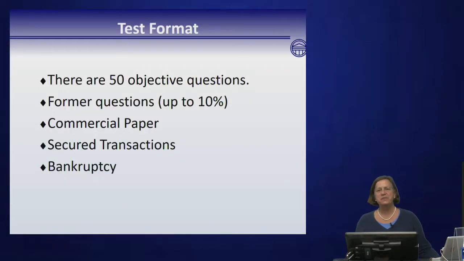So this is the review for Test 3, Commercial Law. As always, there are 50 objective questions. And remember that I ask that you remember certain questions from former tests. So up to 10% of the material may come from a former test. Commercial paper, secure transactions, bankruptcy, those are the topics.